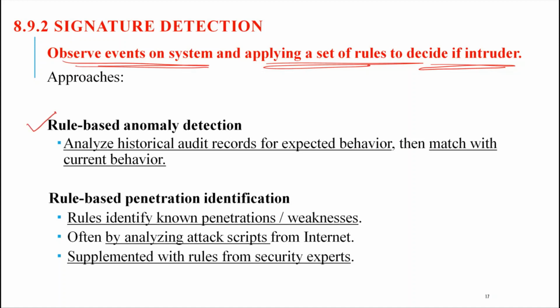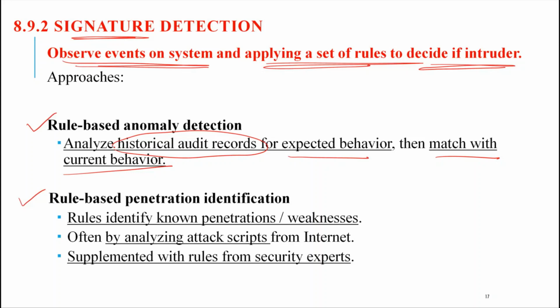The first one is the rule based anomaly detection. The second one is the rule based penetration identification. So what does rule based mean? Here the historical data, that means the past audit records, will be used for the expected behavior. Then you are going to match it with the current behavior. We almost discussed the previous concepts also, but I will explain in the next slide what is the major difference between the signature and the anomaly. You can see it in the next slide.